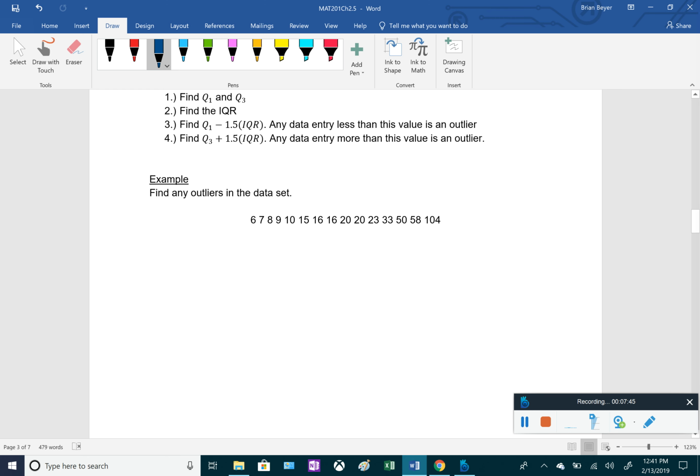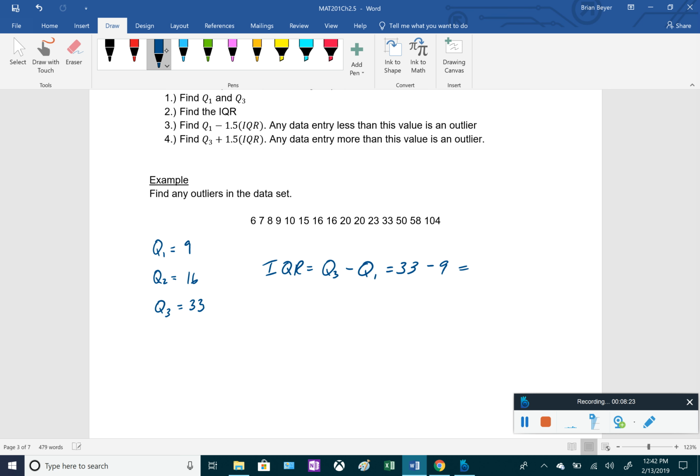So let's see this with an example. Find any outliers in that data set. It looks like it's already in order, so that's cool. We actually already did this one. This was a previous data set. We found that Q1 was 9. If you wanted to retry it again, go for it. Q1 was 9, Q2 was 16, and Q3 was 33. So calculating the IQR, that's going to be Q3 minus Q1. So 33 minus 9 is 24. So the interquartile range is 24.